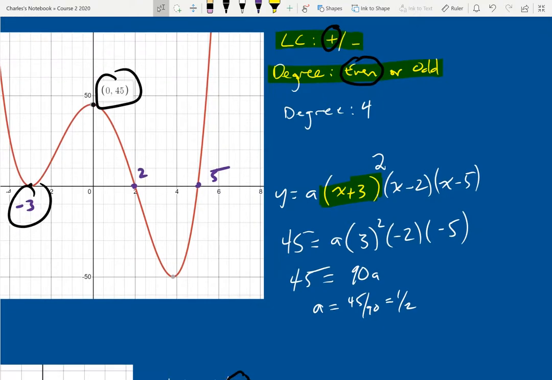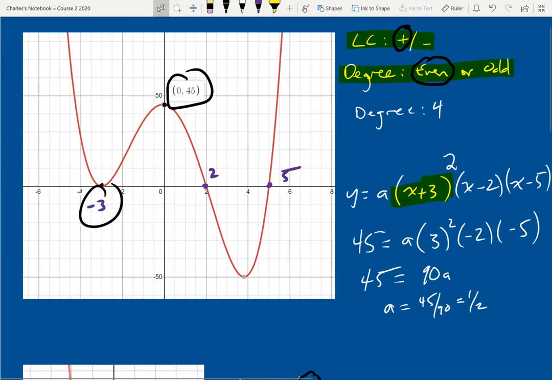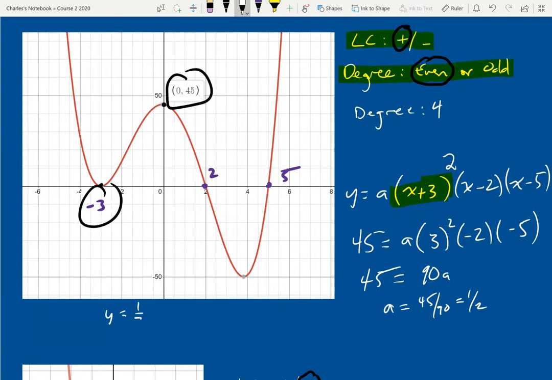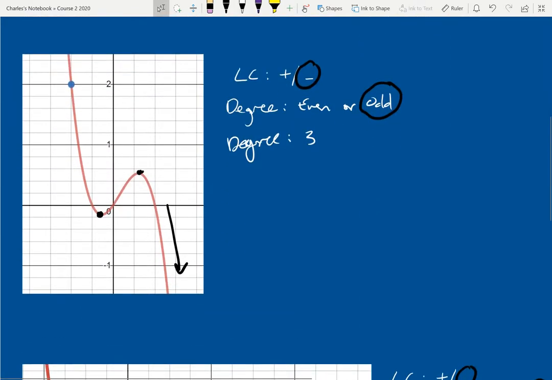So in this case, my final answer is going to be y is equal to 1/2 times x plus 3 squared times x minus 2 times x minus 5. Boom. All right. Next example.